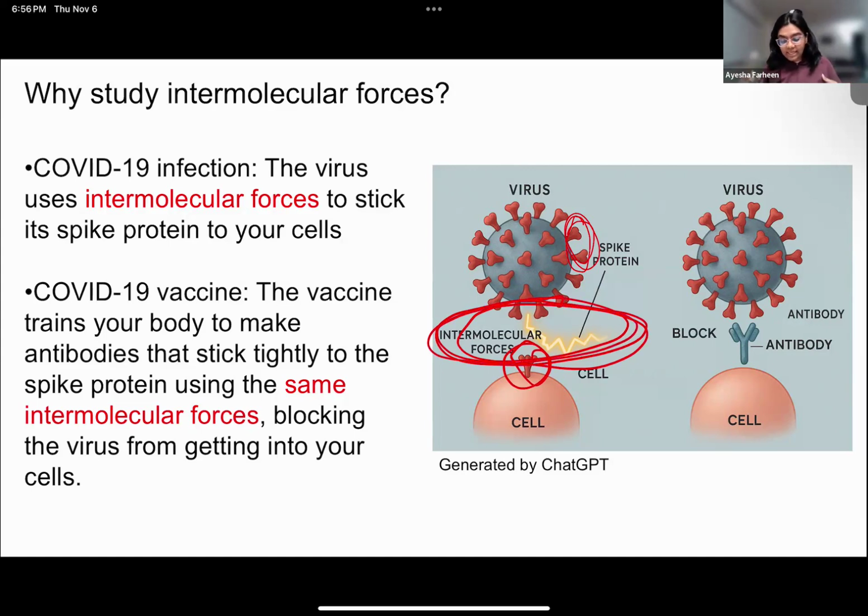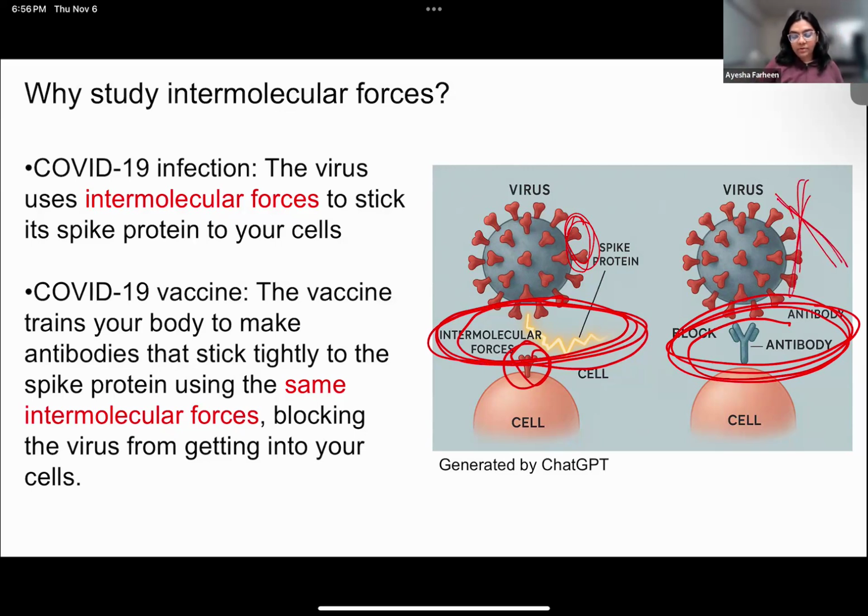Now, what happens with the vaccine? With the vaccine, an antibody will attach with those same intermolecular forces to your cell, blocking these spike proteins from the COVID-19 virus from attaching. So intermolecular forces between molecules have varied applications. I just wanted to talk about this for folks who want to go into medicine or pharmacology in the room.